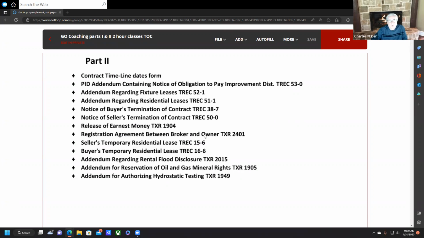Registration agreement between broker and owner in case you've got any off-market work that you're doing. Last year, I sold more off-market properties than I ever have before, and it worked out quite well. Seller's temporary residential lease, buyer's temporary residential lease. Addendum regarding rental flood disclosure.